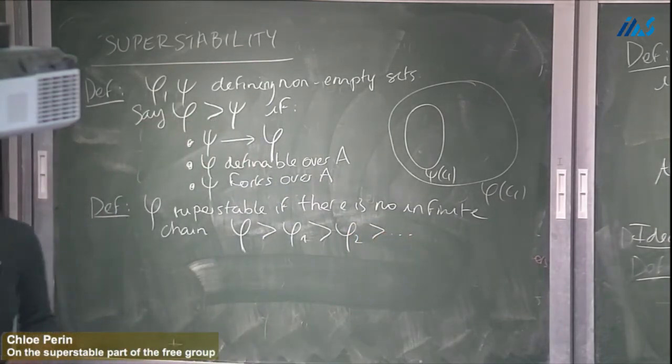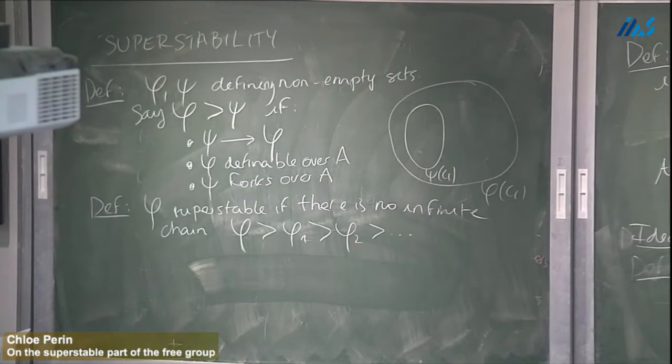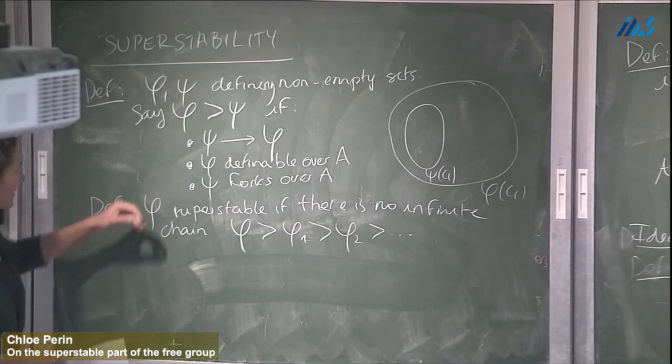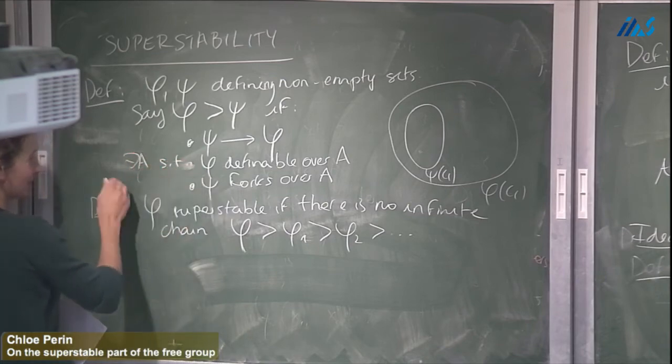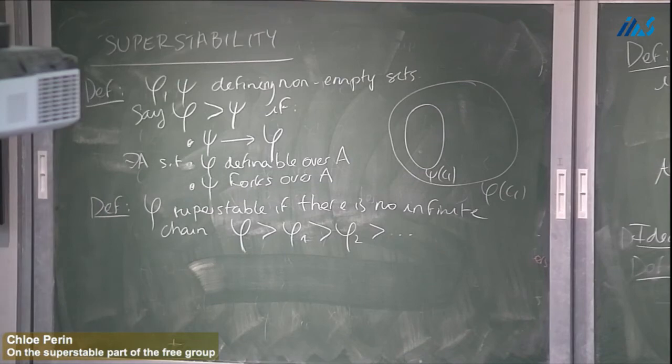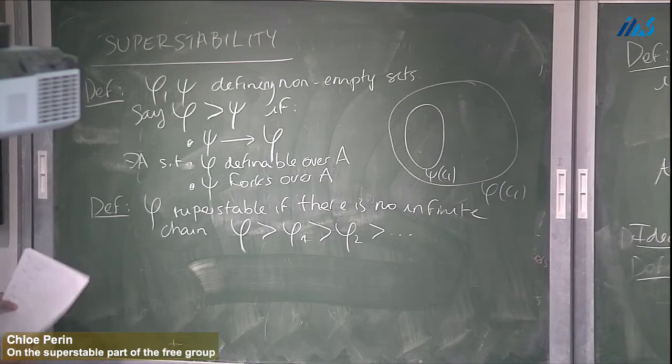Question? Yeah. What does it mean for phi to be definable over A? It means that it only uses parameters in A. Like in our equations, sometimes we put parameters. Is A a set of parameters defining phi or any extension of it? Yeah, any. You quantify over A. In this definition, there exists A such that phi is definable over A and psi forks over A. It doesn't really matter anyway.